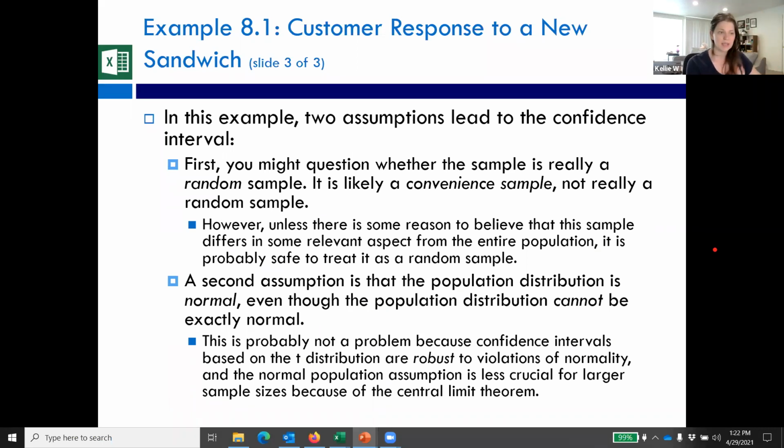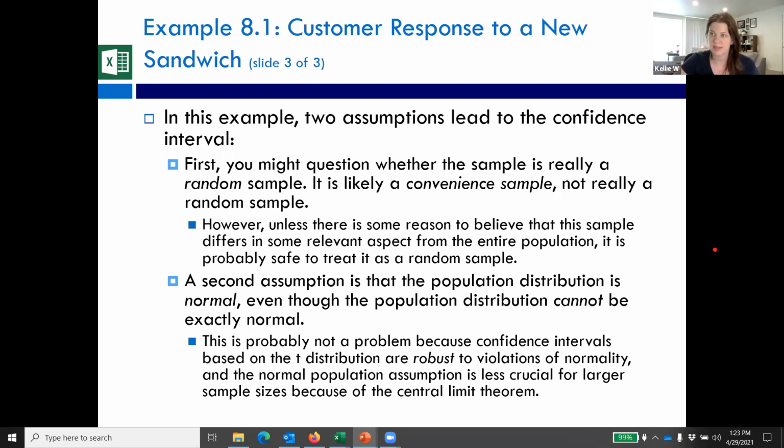Okay, so when we looked at this example, there's some question about whether just randomly pulling the 40 people who came in for a sandwich would be truly random versus just being a convenient sample. But we don't have any reason to believe that that sample would be any different than any other random sample of customers. So we're going to assume it's safe to treat it as a random sample, but that is something to think about when you're looking at real life data.